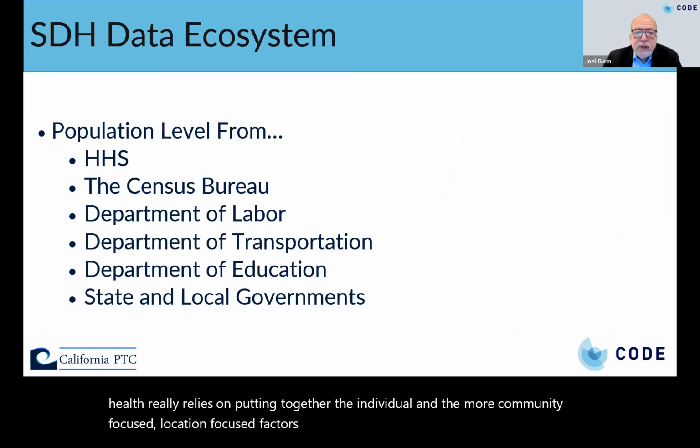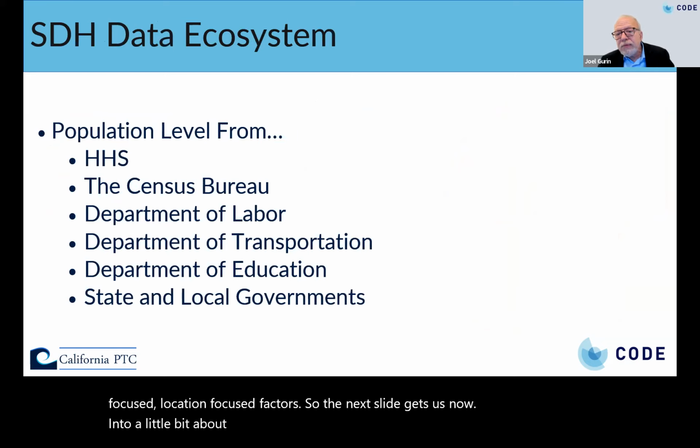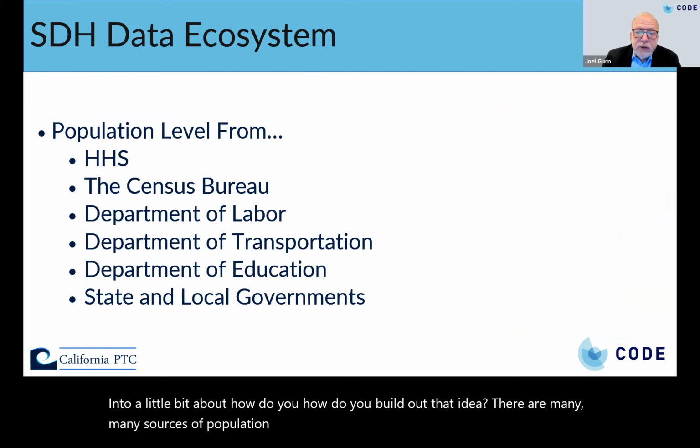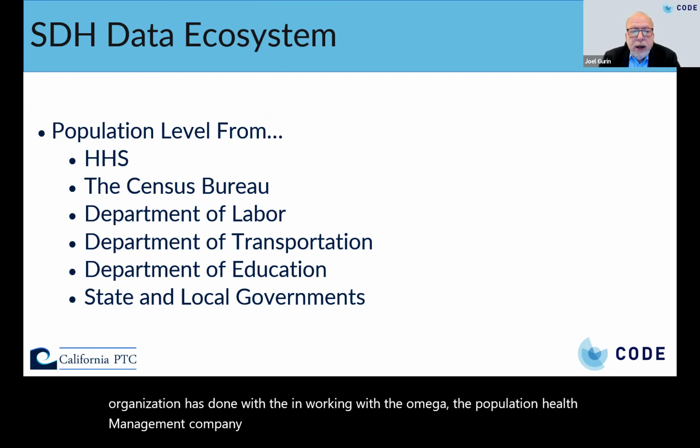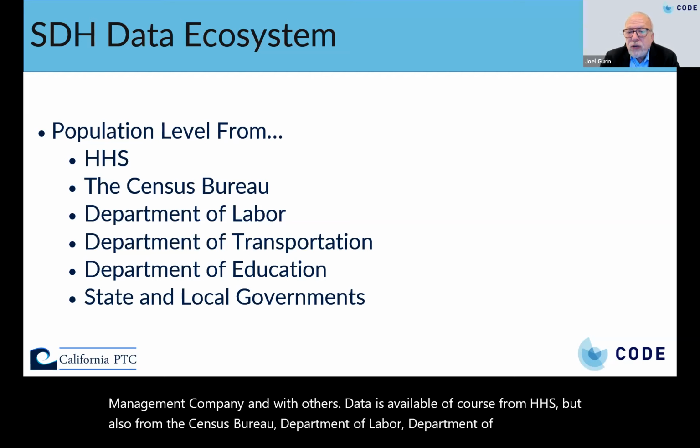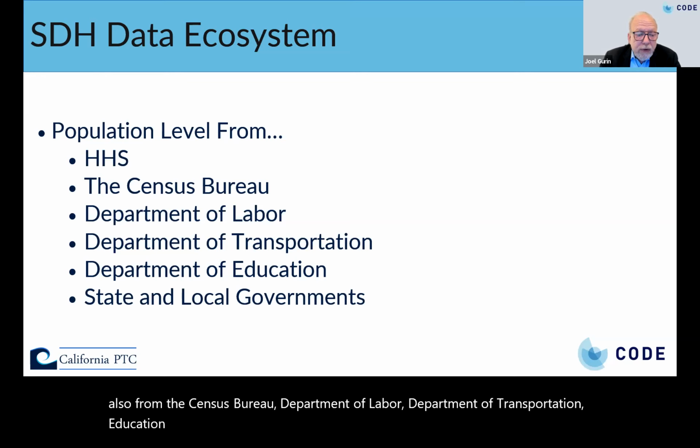So the next slide gets us now into a little bit about, how do you build out that idea? Well, there are many sources of population level data. And this is some of the kind of work that our organization has done in working with Z Omega, the population health management company, and with others. Data is available, of course, from HHS, but also from the Census Bureau, Department of Labor, Department of Transportation, Education. That's all on the federal level, as well as many state and local governments.